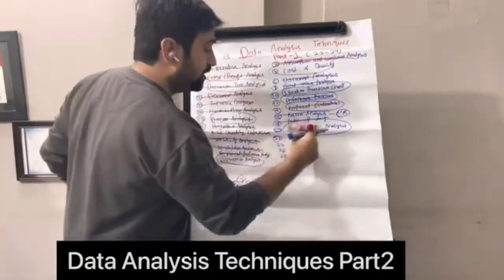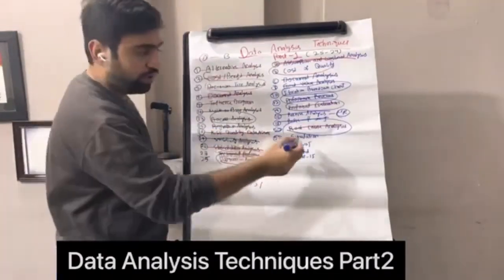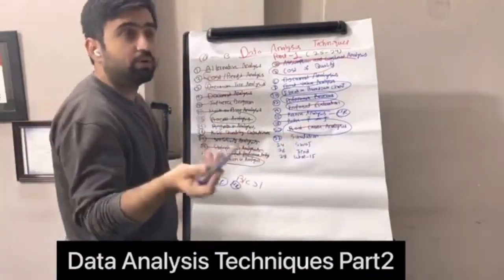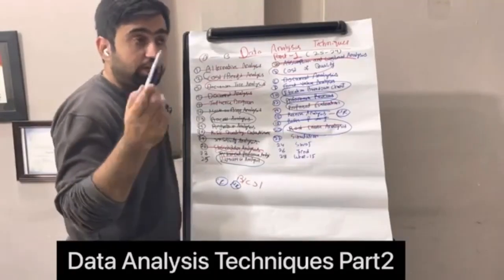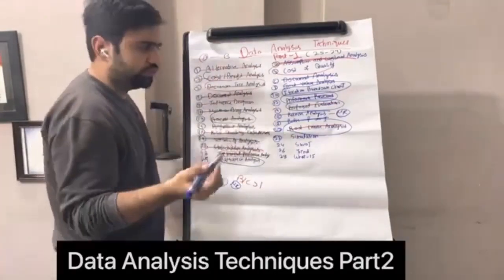Then simulation, we use Monte Carlo simulation to find, again in quantitative risk analysis, what is the probability of achieving the goal in this cost or in this schedule. So simulation is used there.